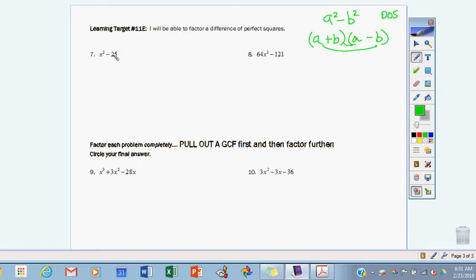So when you do these problems, you got to figure out, what's making x squared. Well, the square root of x squared is x. The square root of 25 is 5. So we go x plus 5, x minus 5.